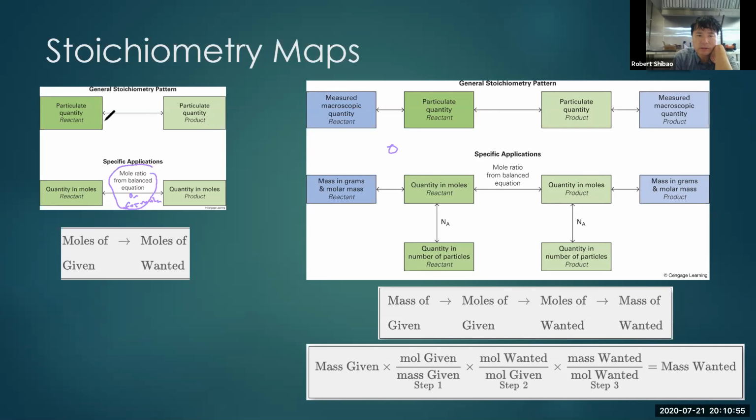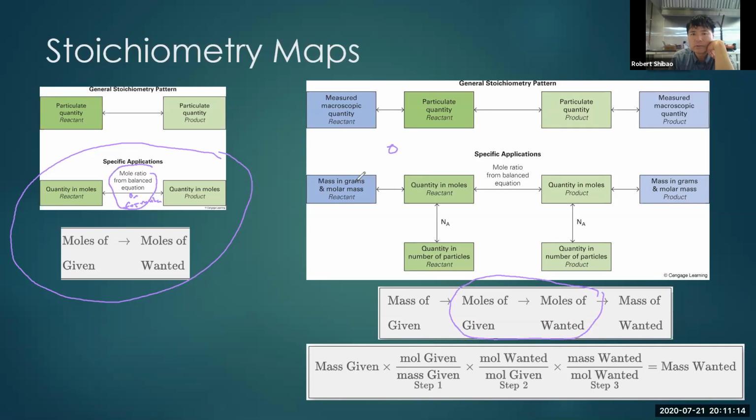Sometimes we'll use the particulate ratio or the molecule ratio or the atom ratio. Other times we'll use the mole ratio. Most of the time we're going to be using the mole ratio. So this is typically what we have. This is the heart of the stoichiometry map. And then sometimes we'll add branches to it.